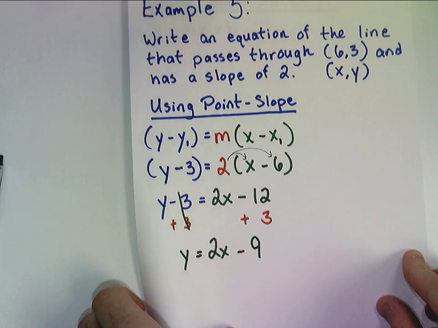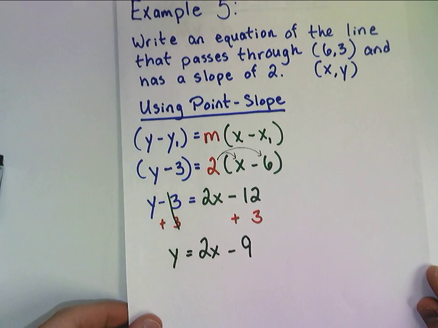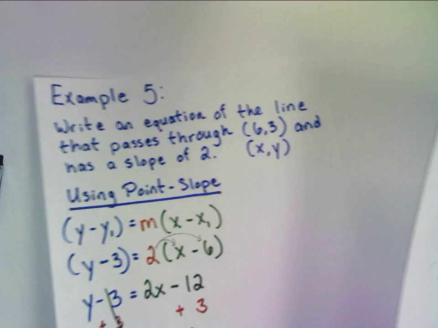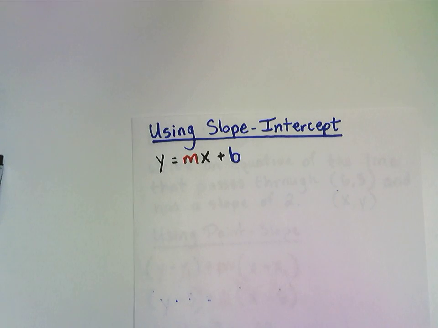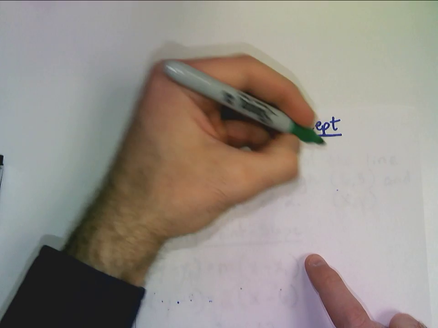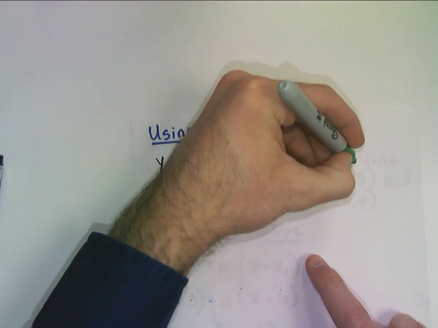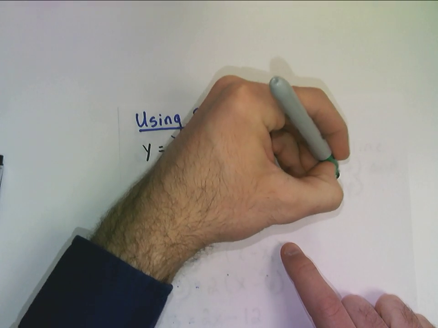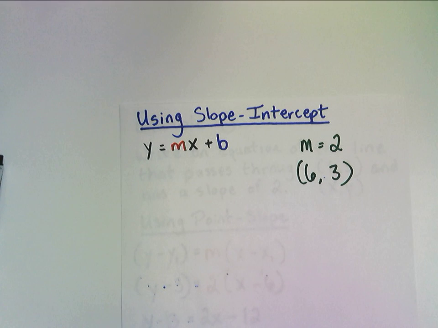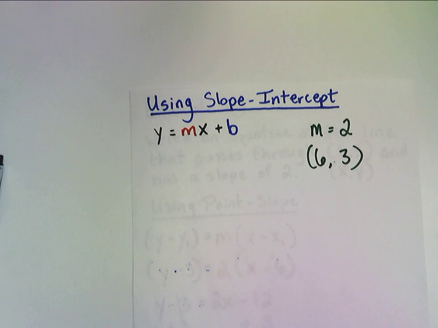Let's go ahead and take a look at the second method that we can use, and that is by using slope-intercept form. So let's recall that our slope was 2, and our point that we were given was 6, 3. Now using slope-intercept form, we should still get the equation y equals 2x minus 9. We'll just have to fill in different parts here. So in this case, let's fill in what we know.